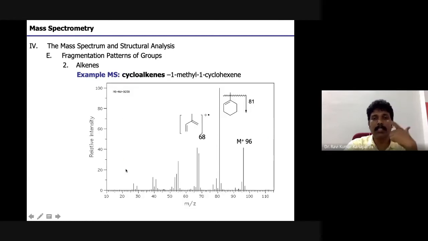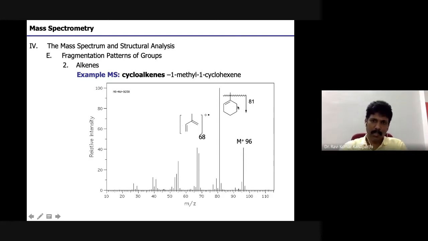And this is the best example of that. 1-methylcyclohexene, and the molecular mass is at 96, you can see here, and then there is a base peak at 81, and there is another peak at this position. So what are those? There is a peak at 68 as well, and what does the 68 correspond to?